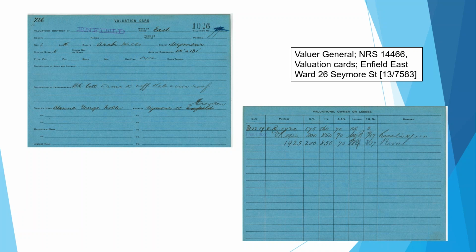We also have the estate name, which is Araby Hills, which might be interesting if you wanted to extend your search to the history of the local area and when Araby Hills was first developed and those sorts of things.